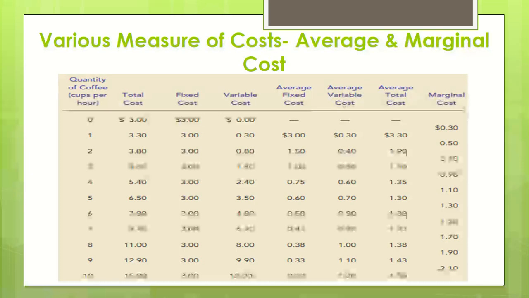And the last column, that is column 8, shows marginal cost. This one is the marginal cost, that is delta TC divided by delta Q. That means change in total cost divided by change in the quantity of output produced.